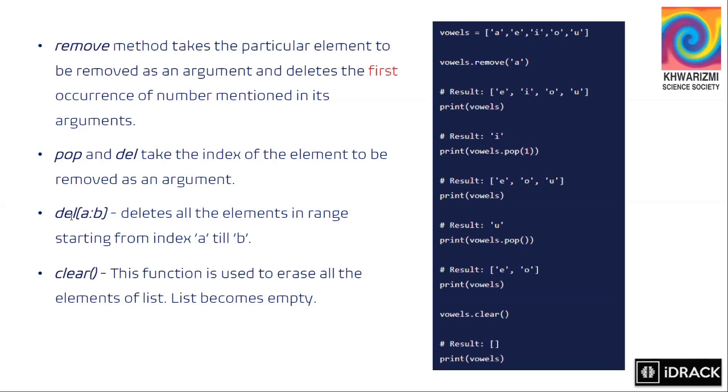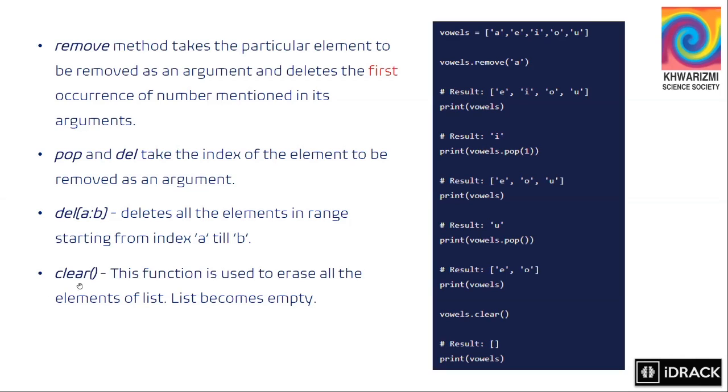The same way, delete A colon B deletes all the elements in a range starting from index A to B. Again, instead of using just one argument here, you can use a starting point and an ending point. So if you want to delete maybe the middle 10 entries of a list, you can give it a starting point and an ending point, and it's going to remove it from there.